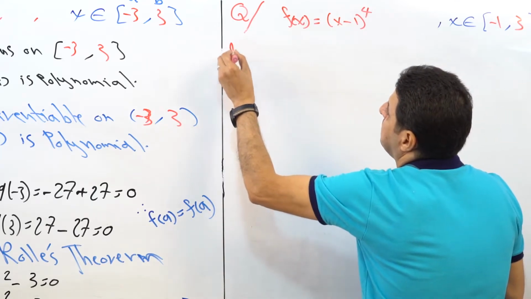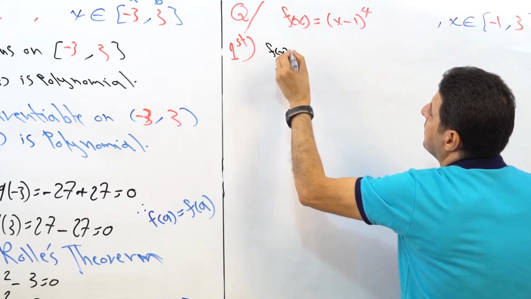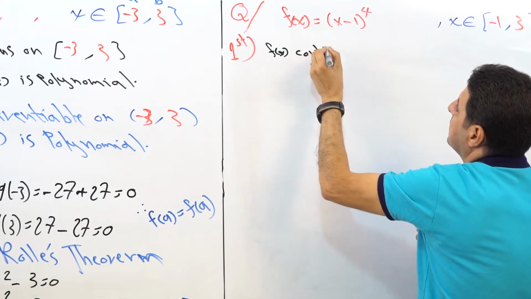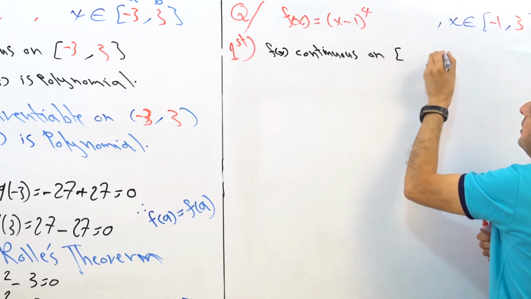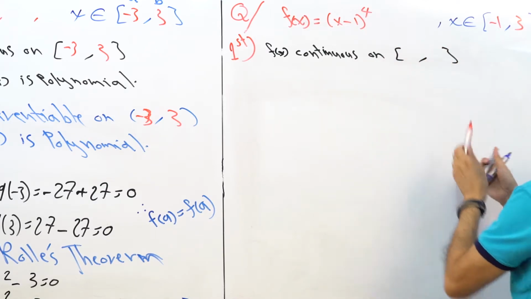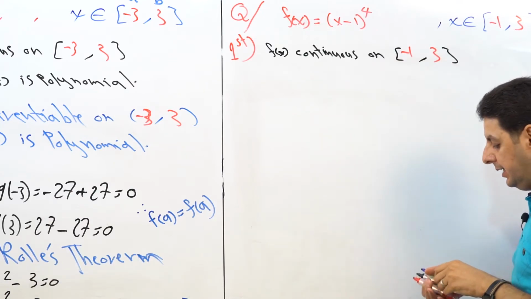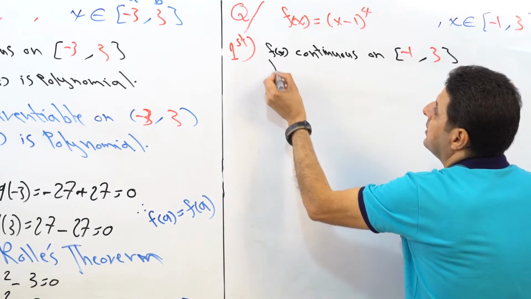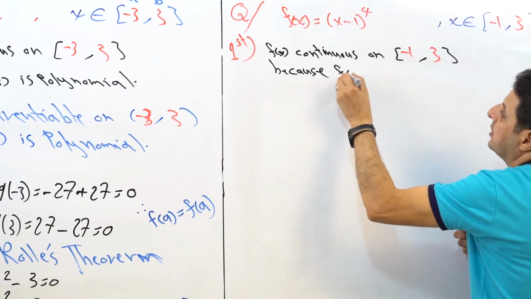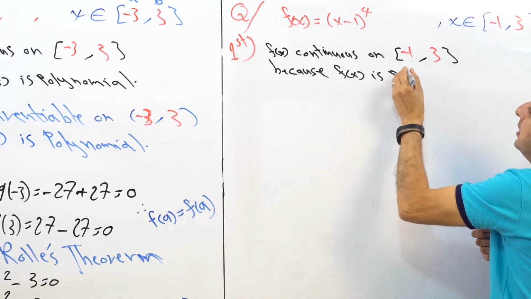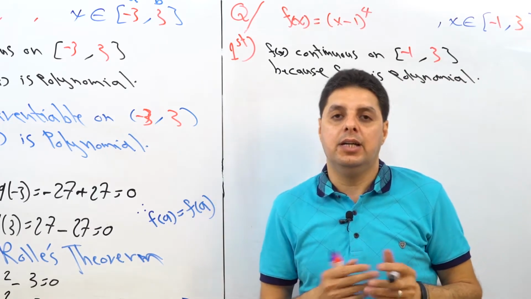First condition f of x continuous on a closed interval negative 1, 3. الدالة مستمرة لأنها السبب because function f of x is polynomial لأن الدالة كثيرة الحدود.